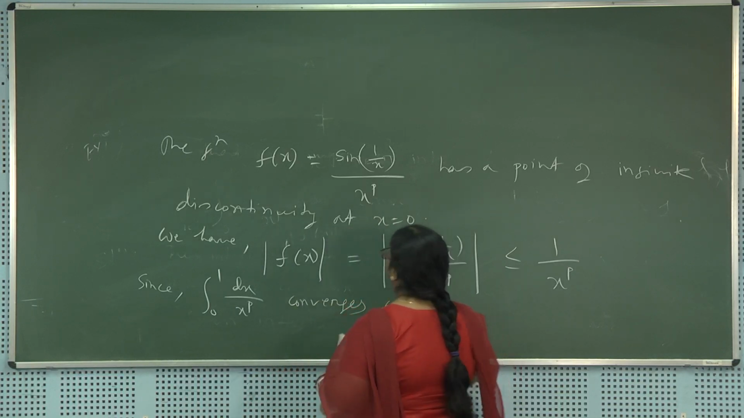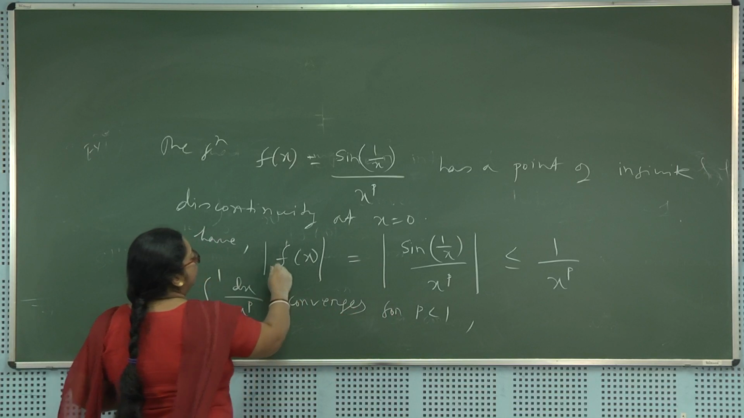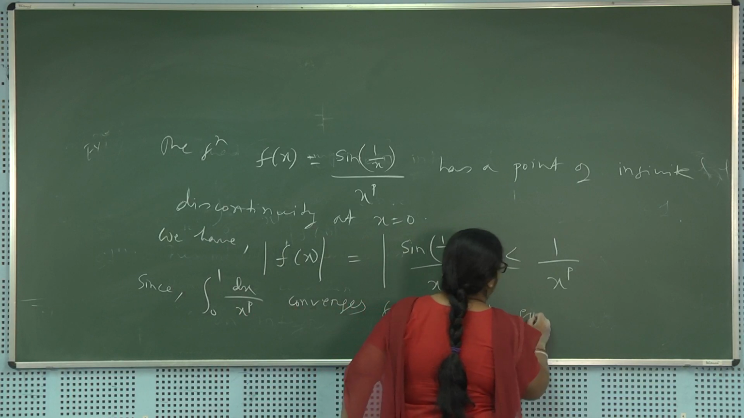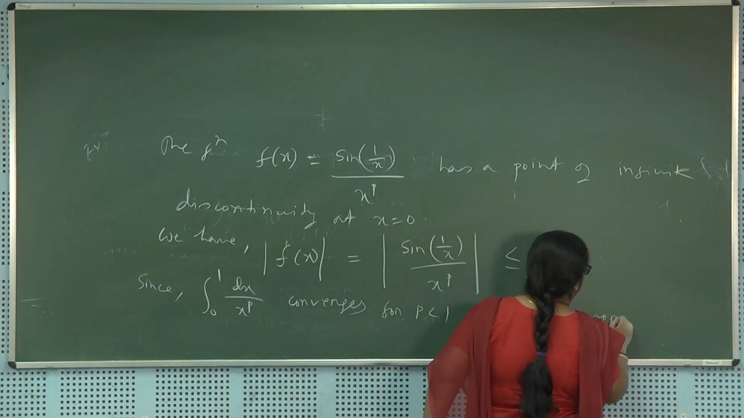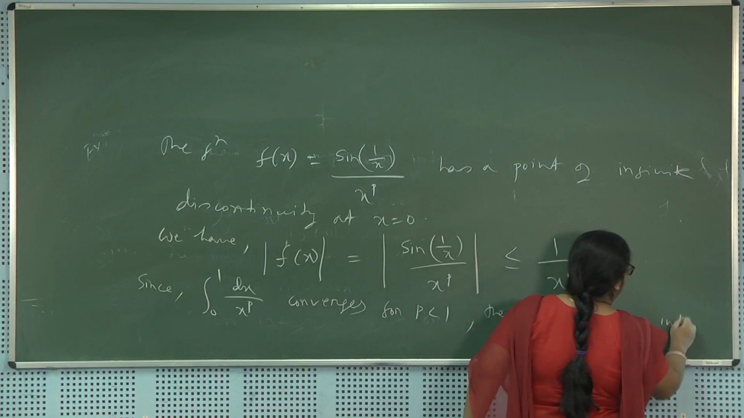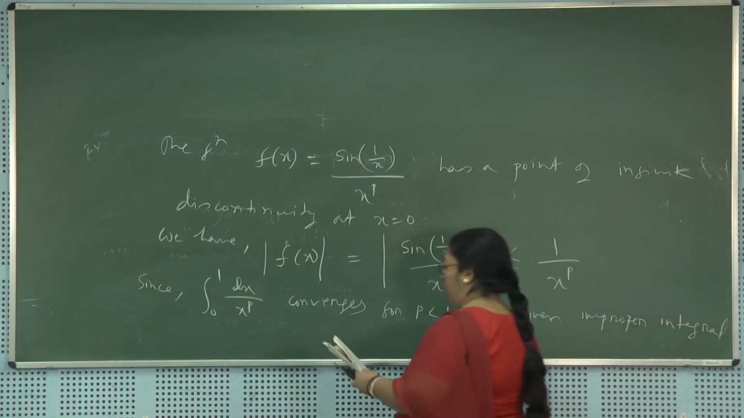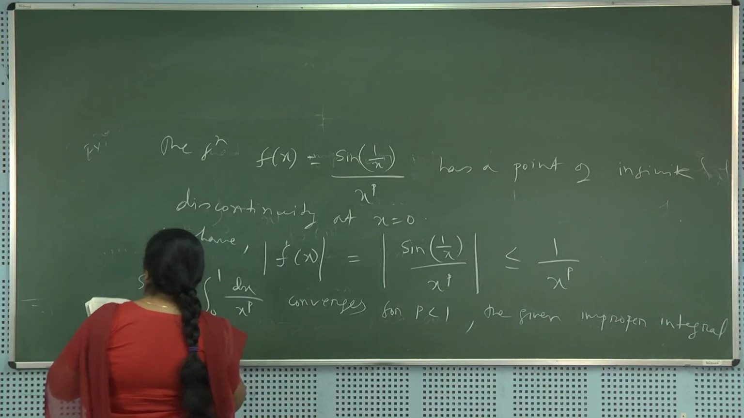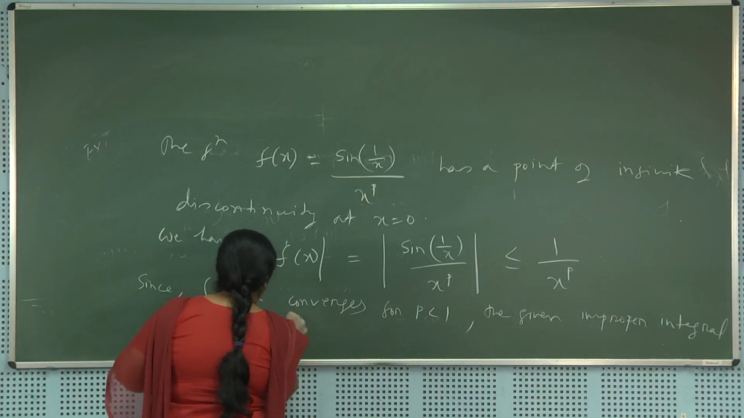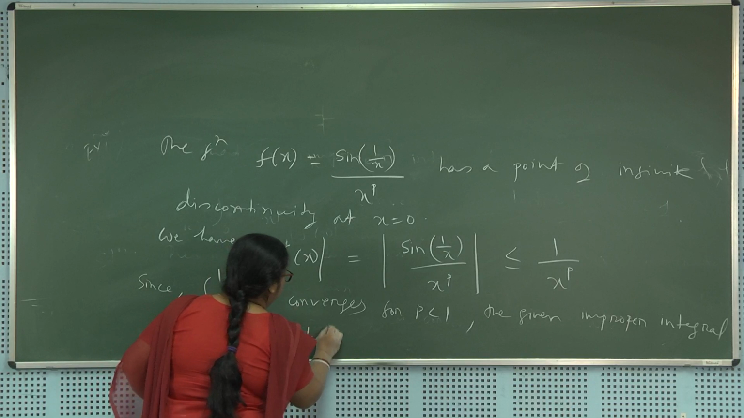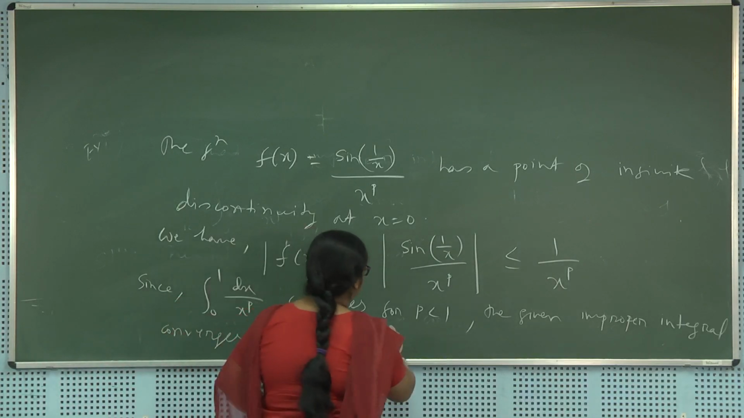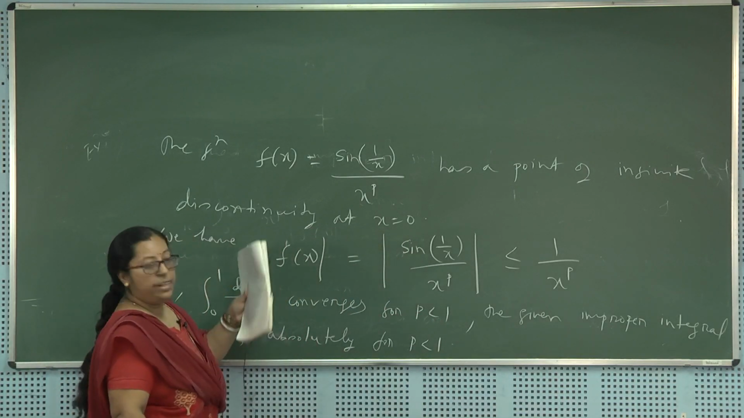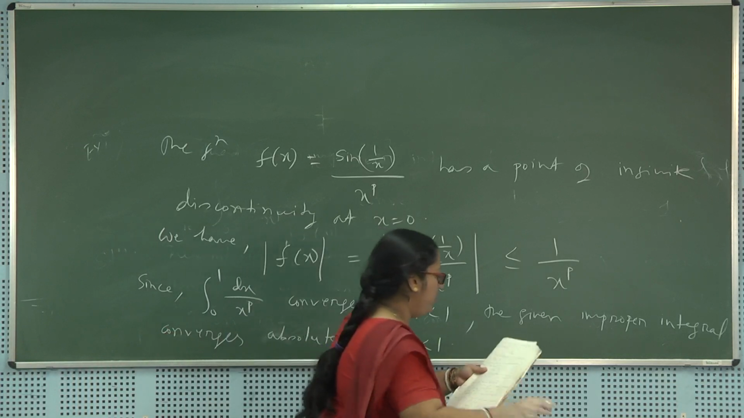So, therefore, the given improper integral, that is this f(x), will also converge for p less than 1. The given improper integral converges absolutely for p less than 1, and because it converges absolutely, you can just say it also converges. Take down some exercises.